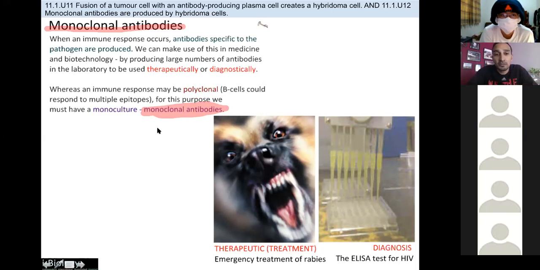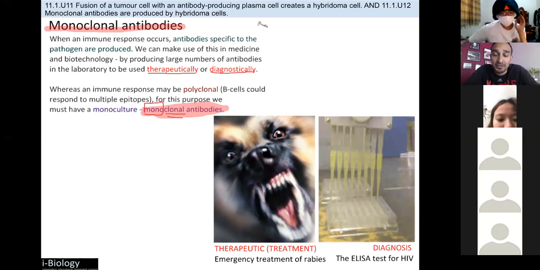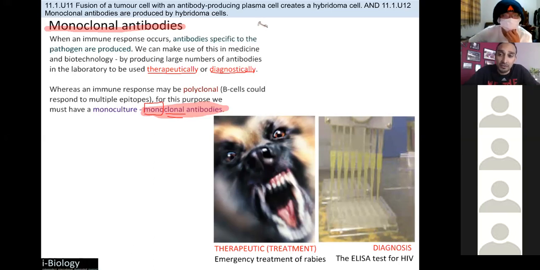So what we're referring to when you say monoclonal is we're making clones of one single antibody only, right? So a singular type of antibody that has a singular antigen that it matches to, but we're going to make lots and lots of it. Okay, so the two uses are therapeutically, meaning treatment, or diagnostically, meaning if you're scanning someone's blood sample to see if they have a certain antigen.